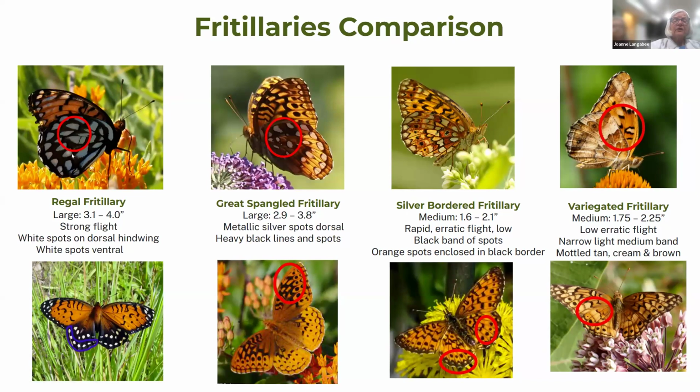It's a larger butterfly, strong flight. I remember the first time I saw it, and Holly and I were chasing it and chasing it and trying to get it so it would stop flying so I could get a picture of it, and I don't know if that ever happened. But they've got these white spots on the dorsal, very distinct, and then white spots on the ventral.